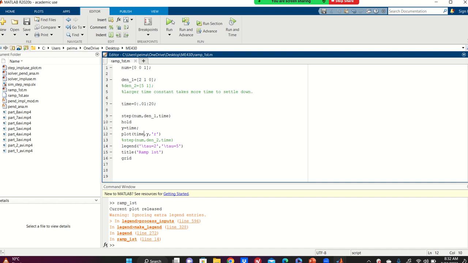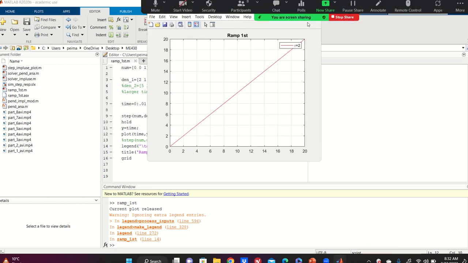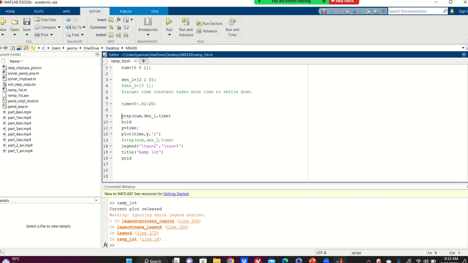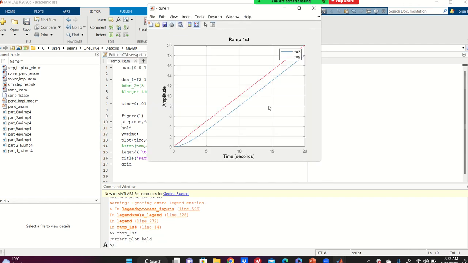It doesn't come up. Okay. Hello. This is blood. Oh, I see. Figure one. Let me see if it works, hopefully. Yeah, I forgot to put figure one, so it's plotted.